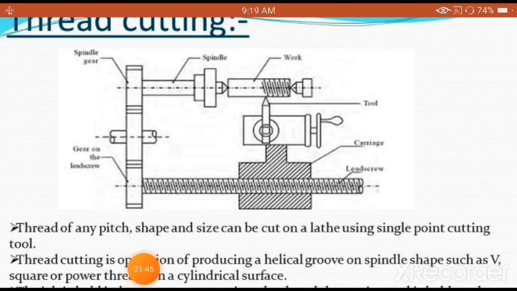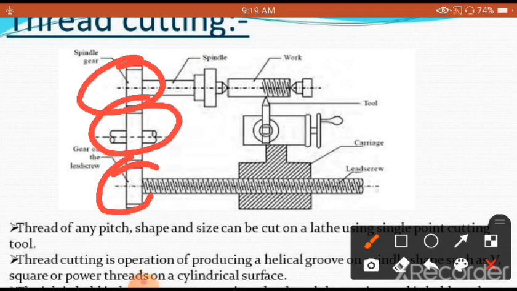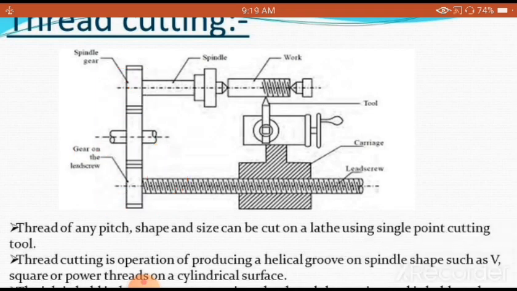And one more very important thing you are going to see here is the spindle gear, the lead screw gear, and the intermediate gears, also called idler gears, which are provided between the spindle gear and the lead screw gear. These are used for the transmission of power, because we need to transmit the motion from the spindle gear to the lead screw. Otherwise the lead screw cannot be rotated. If I want to rotate the lead screw, I have to connect all these gears, and only then will the lead screw start rotating.